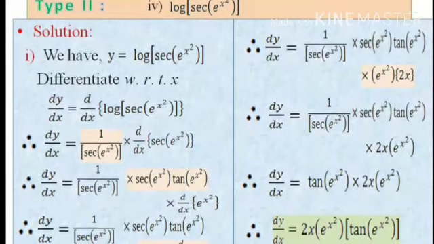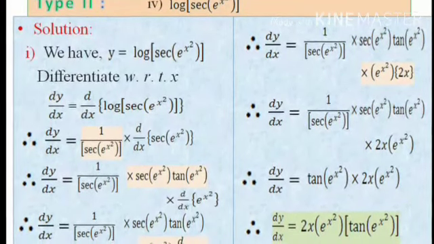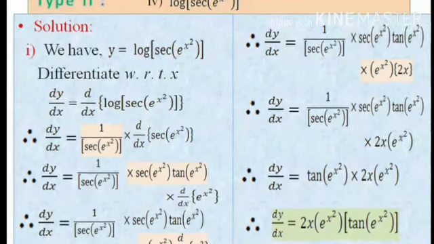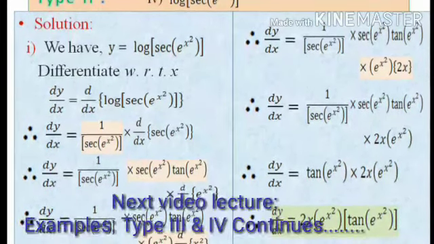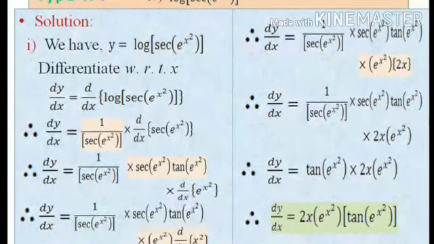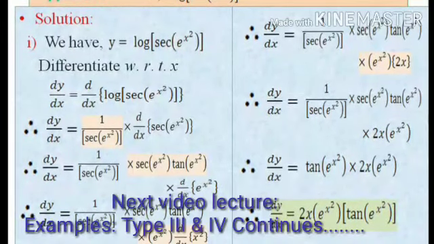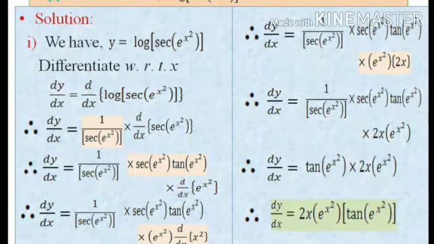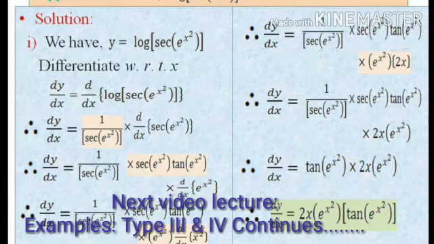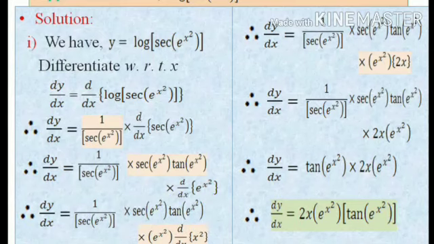Also I will take the next type, that is the third type of exercise 1.1, in the next video. I will explain some examples of exercise 1.1, type third and fourth. Okay, thank you.